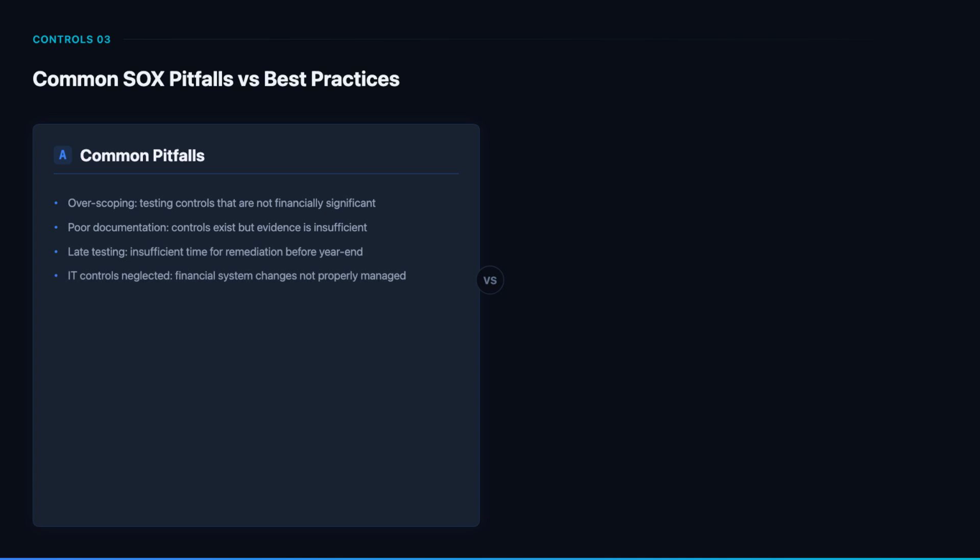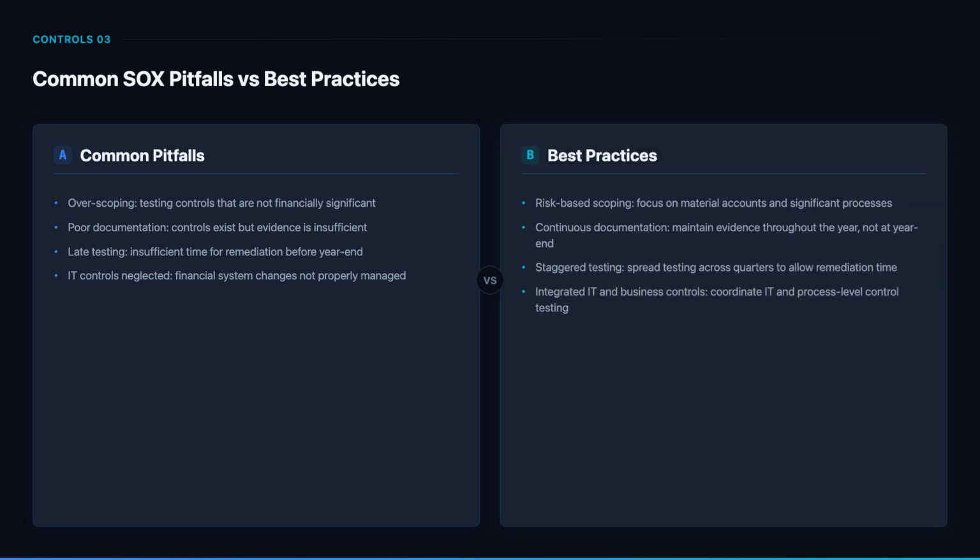Understanding common mistakes helps organizations avoid the most frequent causes of SOX failures. Common pitfalls include overscoping by testing controls that are not financially significant, poor documentation where controls exist but evidence is insufficient for auditors, late testing that leaves insufficient time for remediation, and neglecting IT general controls so financial system changes are not properly managed. Best practices include risk-based scoping focused on material accounts, continuous documentation maintained throughout the year, staggered testing spread across quarters to allow remediation time, and integrated testing that coordinates IT general controls with business process controls.